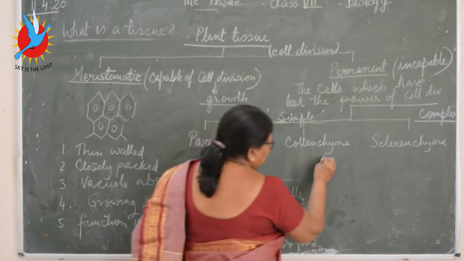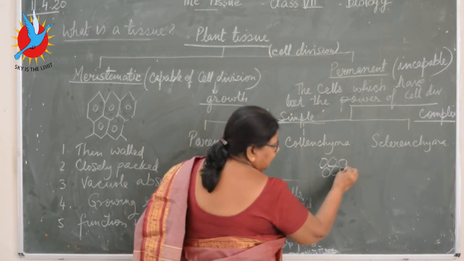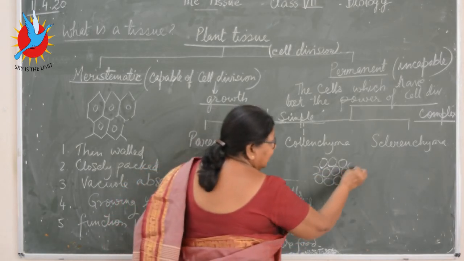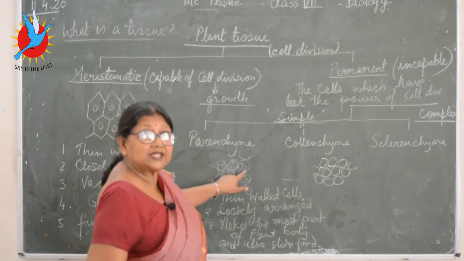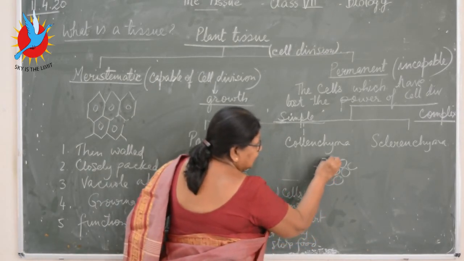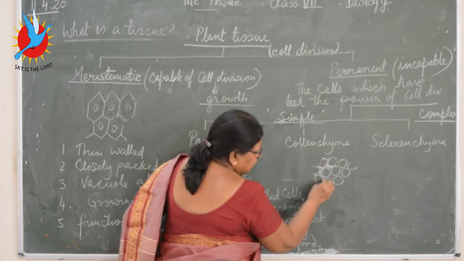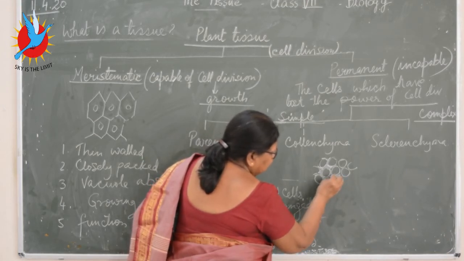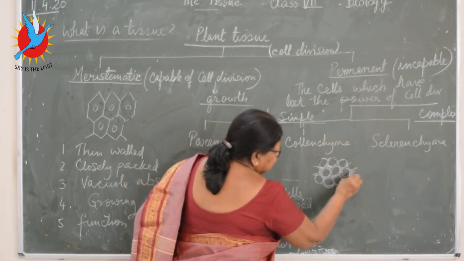Collenchyma cells, if you draw, they may be elongated, may be round shaped, but the difference between parenchyma and collenchyma is they are thick-walled. Parenchyma cells are thin-walled with intercellular spaces, but these are thick-walled, specially thickened along the corners. So they don't show any intercellular spaces as such. This is how we draw the collenchyma cells.